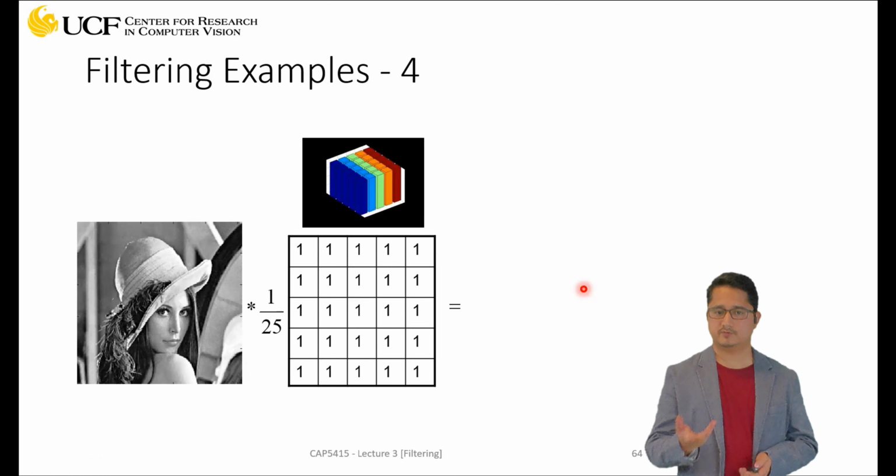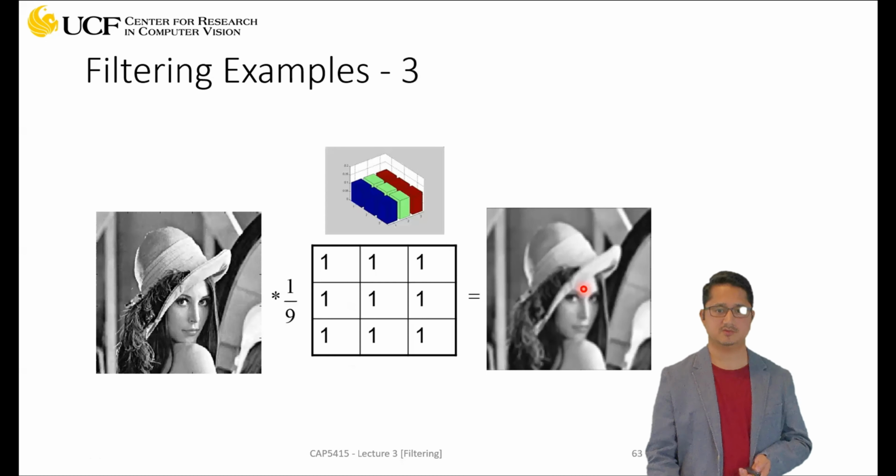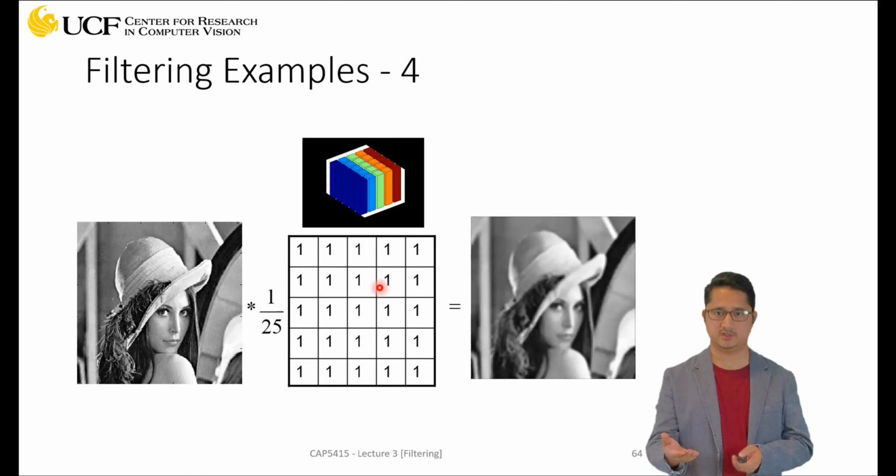This is another example of the same blur filter. In this case, the filter is slightly bigger. This was a 3x3 filter. In this case, it's a 5x5 filter. All right, and again, you can see the normalizing factor. It's 25 because all of these values will sum up to 25. And again, you can estimate what's going to happen. This is going to smooth your image.